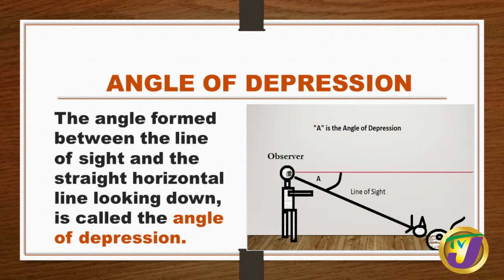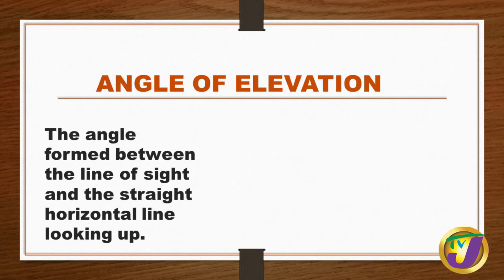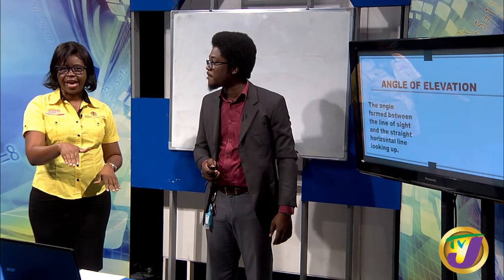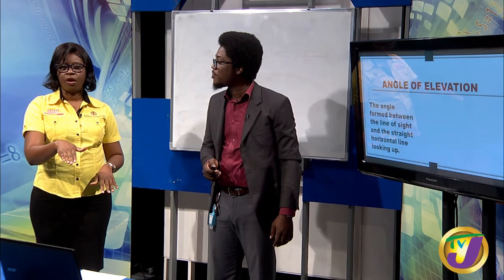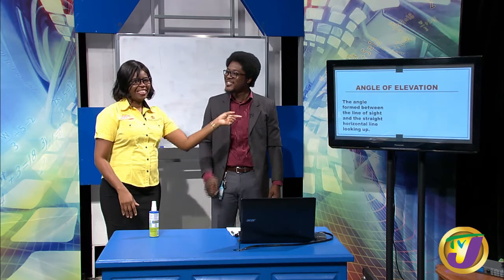Since the angle of depression is when we are looking down at the cat, it therefore means that the angle of elevation would be what? What would that look like? When the cat is looking back at me? Yes. So the cat would now be the observer and I would become the point, the spot on the ground.